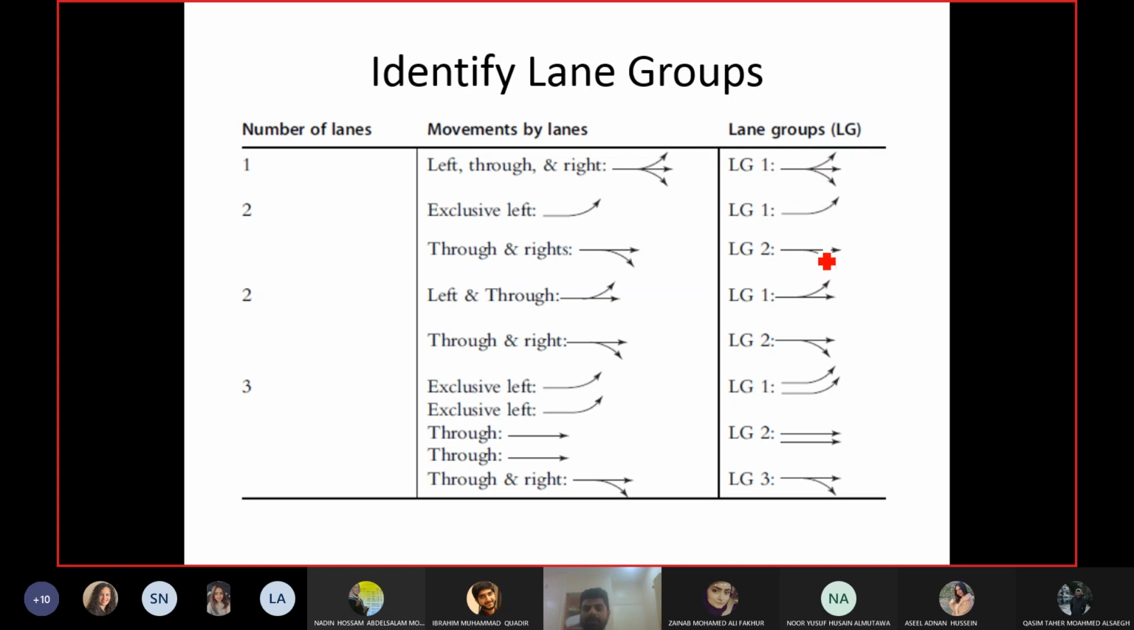Okay, similarly, this one will be different from both of them. The third one will be different from the first one as well as the second one because the movements are different. And again, the third and fourth will be different because although in both of them you can see through movement and the other one is shared, other turning is shared, but the third one is sharing the right turning and the fourth one is sharing the left turning. Okay, so their capacity will be different.